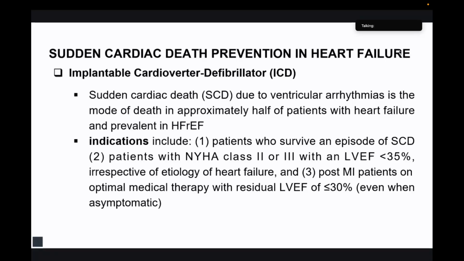You put in an ICD if, one, patients have actually survived an episode of sudden cardiac death. Two, consider putting an ICD in patients with New York Heart Association class 2 or 3 with an ejection fraction of less than 35%, irrespective of the etiology of the heart failure. And three, you can put in an ICD in post-MI patients on optimal medical therapy with a residual ejection fraction of less than 30%, even if they are asymptomatic.